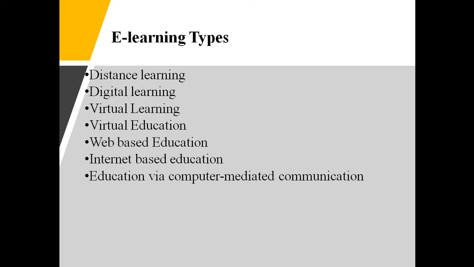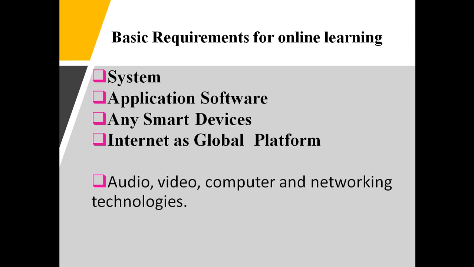Next, what are the different e-learning types? Online learning, or we can call it e-learning: distance learning, digital learning, virtual learning, virtual education, web-based education, internet-based education, education via computer-mediated communication. Like that, the different types are available. Sometimes e-learning is called digital learning, sometimes distance learning, virtual learning, virtual education, web-based education, internet-based education, or education via computer-mediated communication. These are just categorizations or types that are added for e-learning. Okay. What requirements should be there?